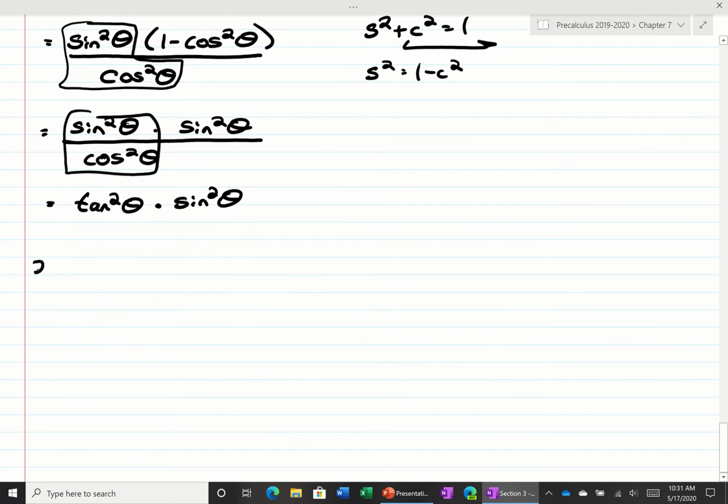A couple more, number 22. Good Taylor Swift song. Sine of theta plus cosine of theta is equal to 1 plus tangent of theta over secant theta. Now the left side, there's not really anything we could do with that, so let's start with the right, and I'll convert to sines and cosines.